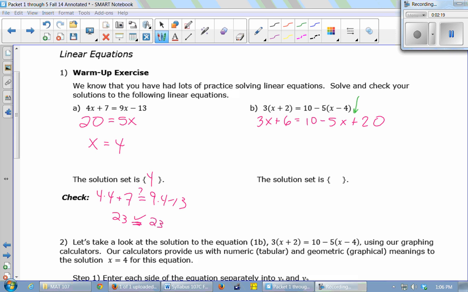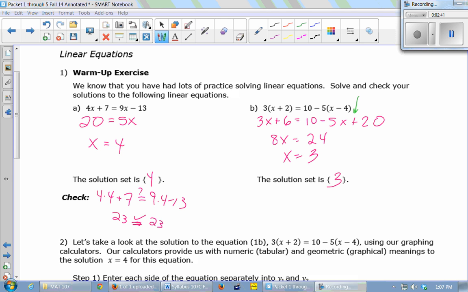And then gather all the x's on one side and non-x's on the other, combine like terms. So I'm going to have an 8x on the left. 10 plus 20 is 30, minus 6 is 24. So we get x is 3. Good? Okay. So then the solution set is just the number 3.